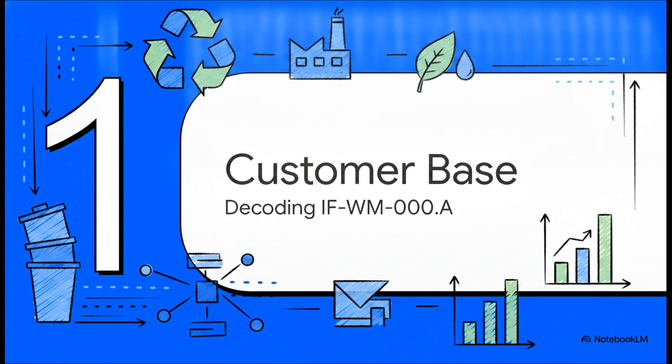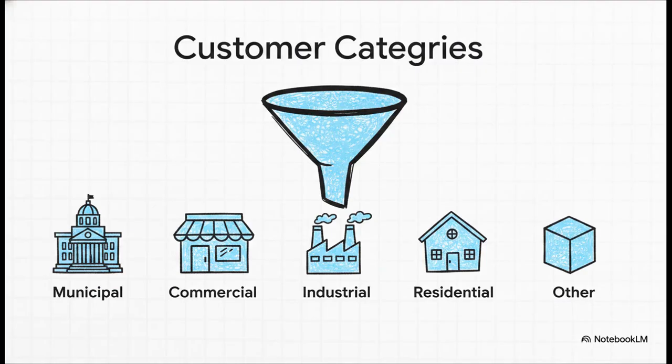Section 1. Categorizing your customer base, decoding IFWM000.A. So when you're reporting your total number of customers from metric A, you can't just throw out a single massive number. The standard actually requires you to put your customers into these 5 highly specific buckets: municipal, commercial, industrial, residential, and other. And this breakdown is incredibly important, right? Because the waste profile, collection methods, and even contract lengths vary wildly between, say, a giant industrial factory and a quiet suburban neighborhood. So by splitting your customer count into these 5 categories, you're painting a really clear picture of what your business model actually looks like.